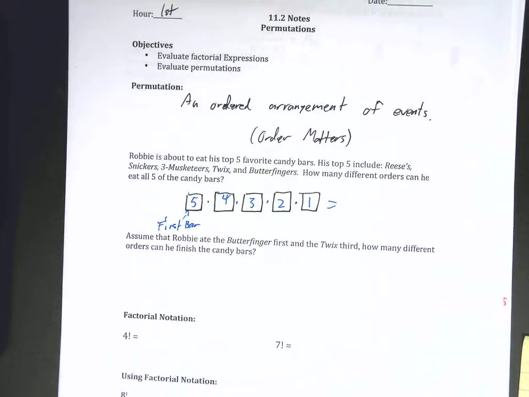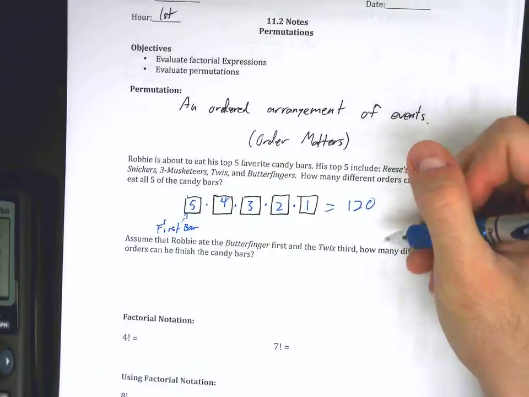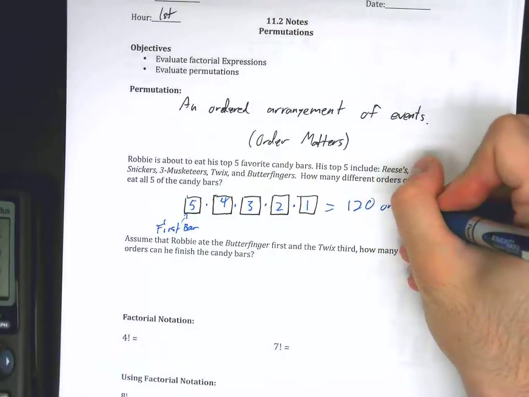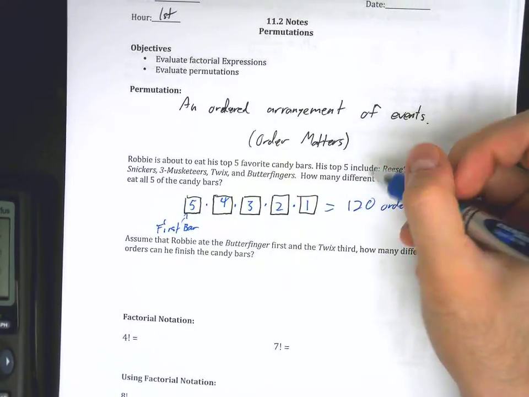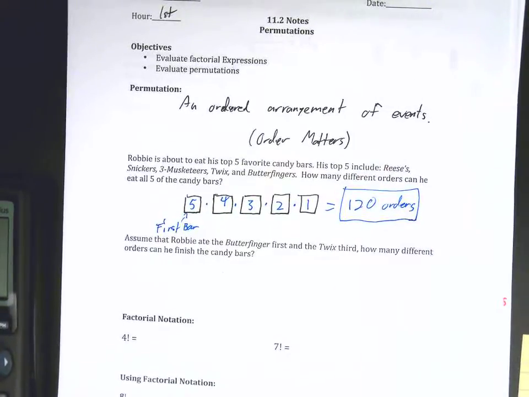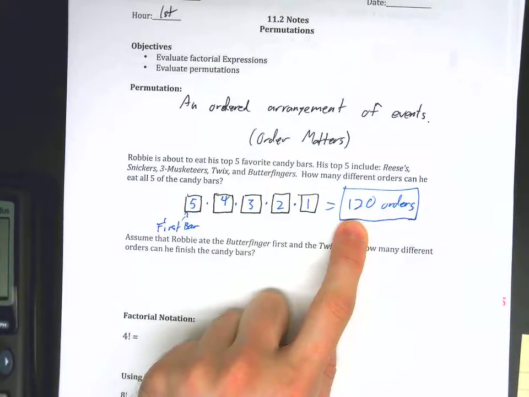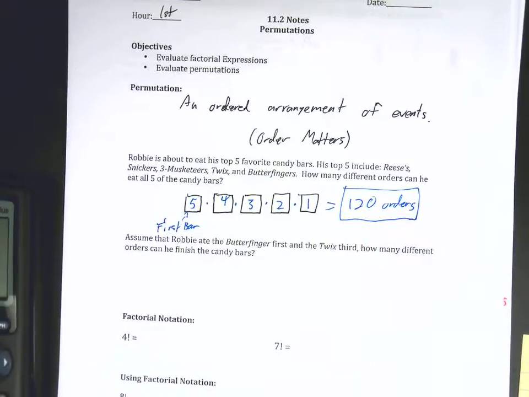Okay, so at this point we can actually multiply it out. Which we do 5 times 4 times 3 times 2 times 1, it's going to be 120. So there are 120 orders that he could eat those candy bars in. Now, obviously, it says top 5. They didn't give us a specific order, but these are the different amount of ways that he could eat those candy bars. He could eat them in 120 different ways.